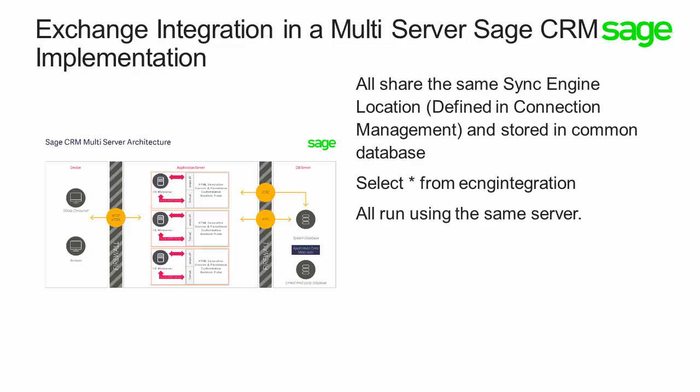Within a large-scale implementation of Sage CRM, so we're thinking about a multiple CRM implementation, so you've got multiple CRM servers, in which case all of those different CRM servers are going to share the same sync engine location. So they're not each going to have their own sync engines, they're all going to be pointing through to a single sync engine. So this is part of the scaling up. That's all defined within connection management, but please be aware that ultimately they all go through to the same common database.